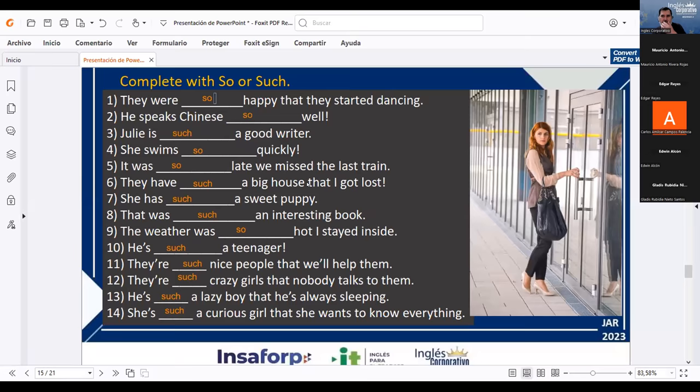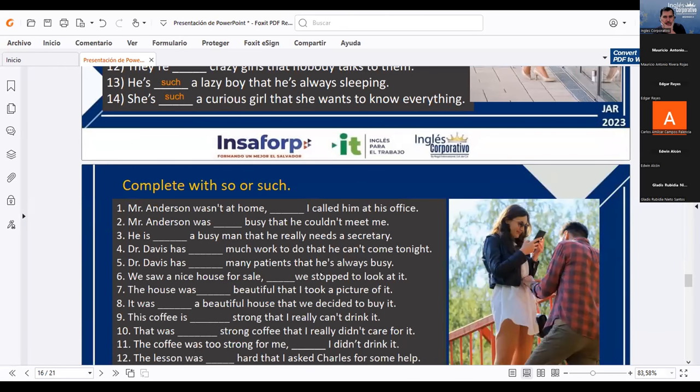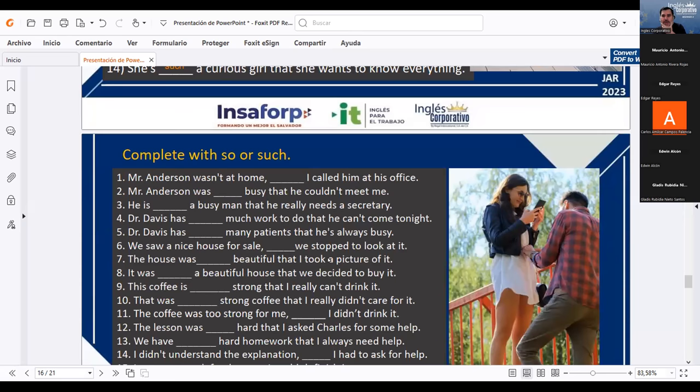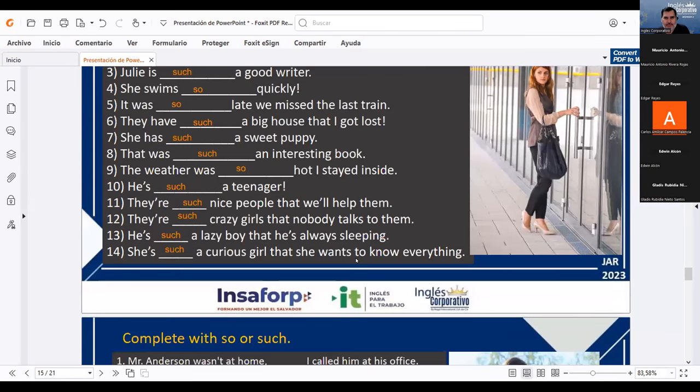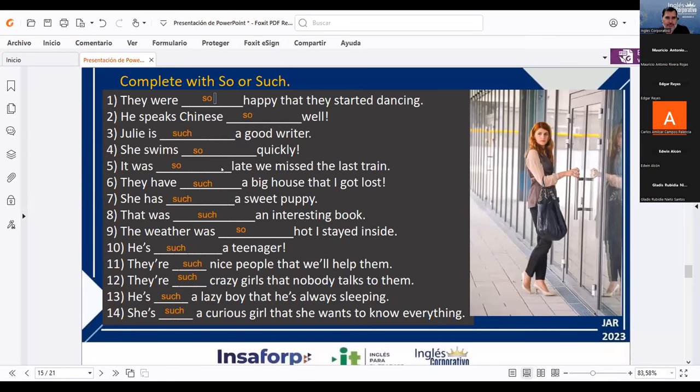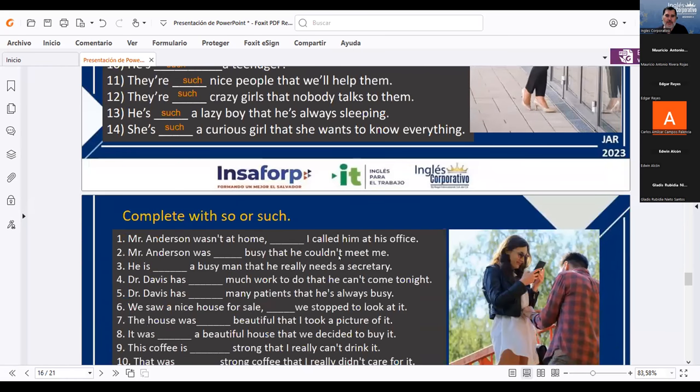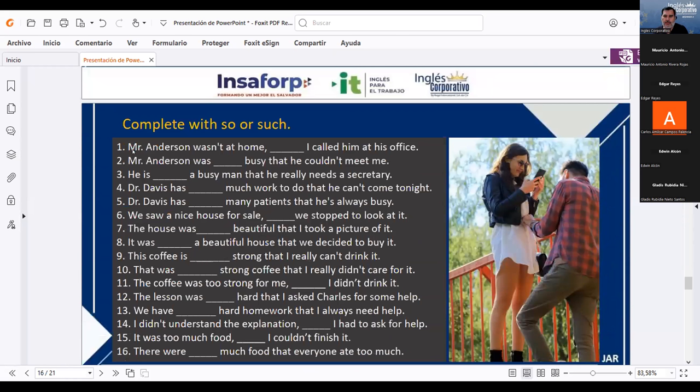Continue with the next one. Tiene cinco, pues como únicamente se queda un adjetivo, creo que. It's an adverb of time, so, so late. Number one, Mr. Anderson wasn't at home. So, maybe?